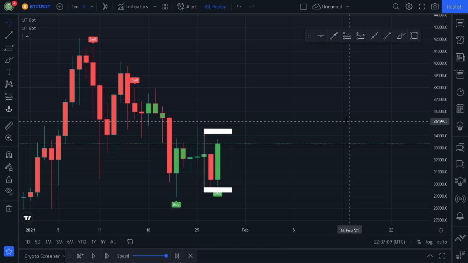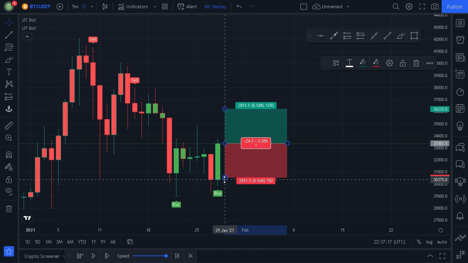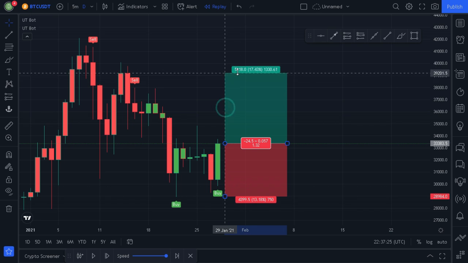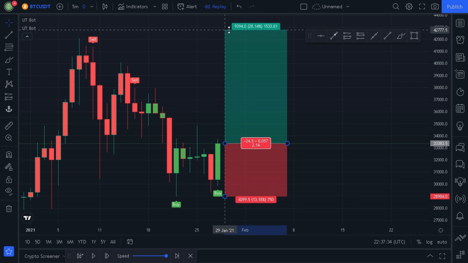Then you will take a long trade at the close of this bullish momentum candle and set your stop loss at the previous low and extend your profit target according to your risk to reward ratio, but I will keep mine at the risk to reward ratio of 2.2. Let's run the replay to see the result of this setup.